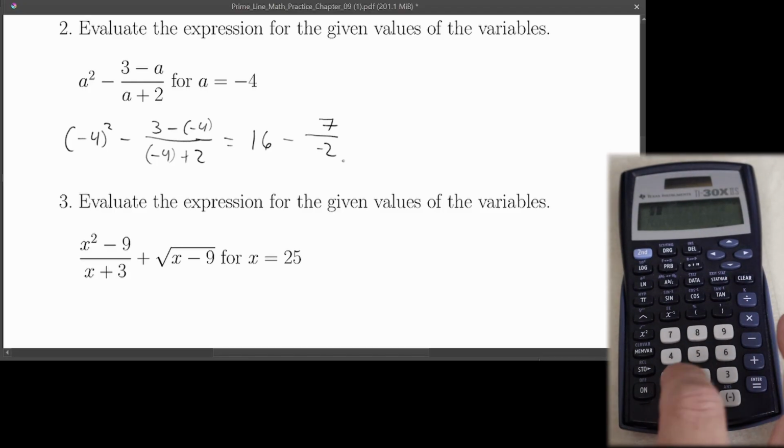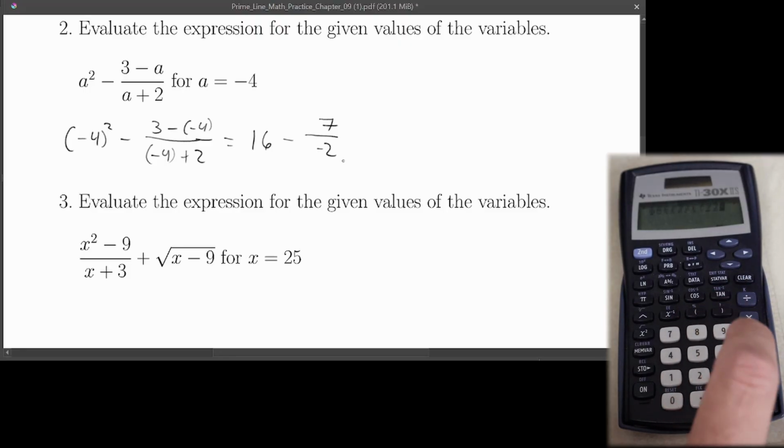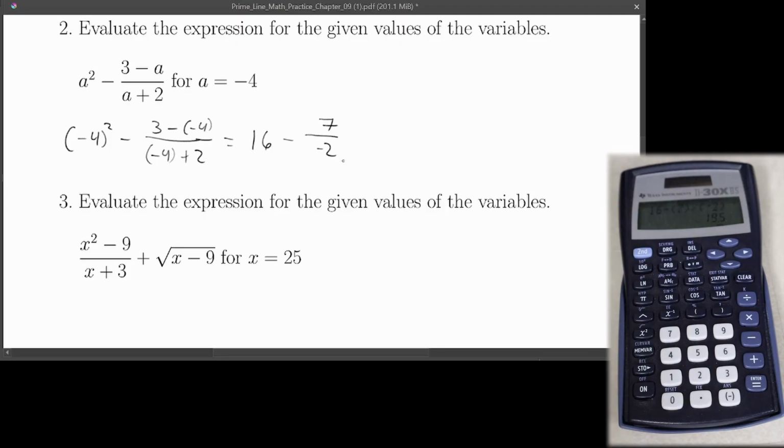16 minus 7 divided by -2, and our final value is 19.5.